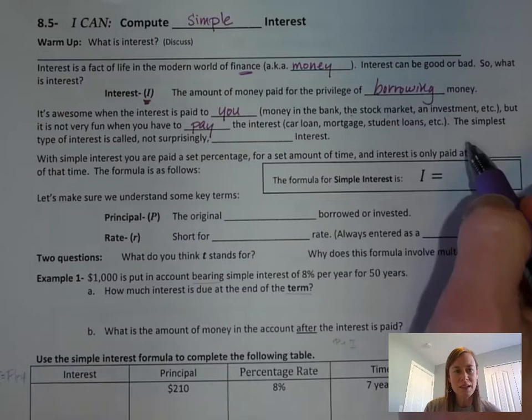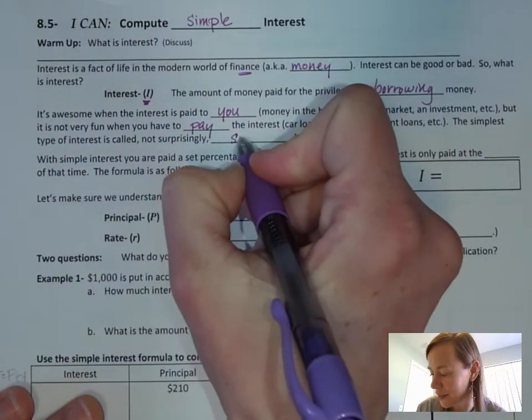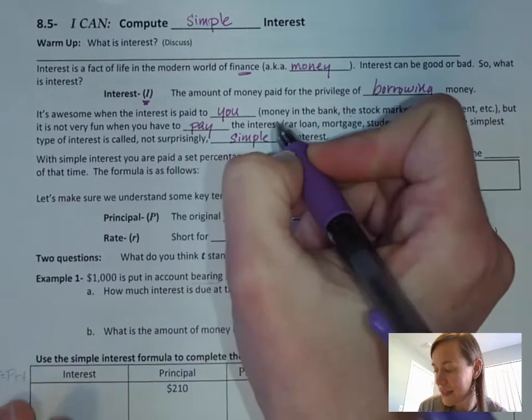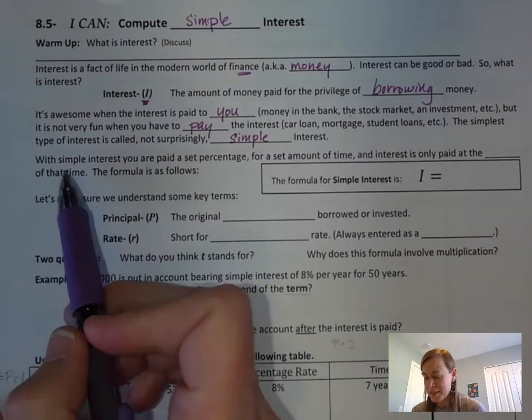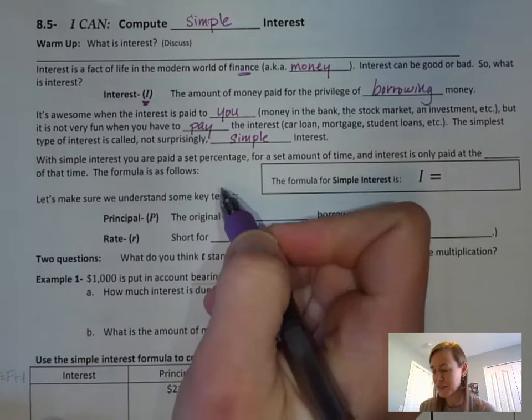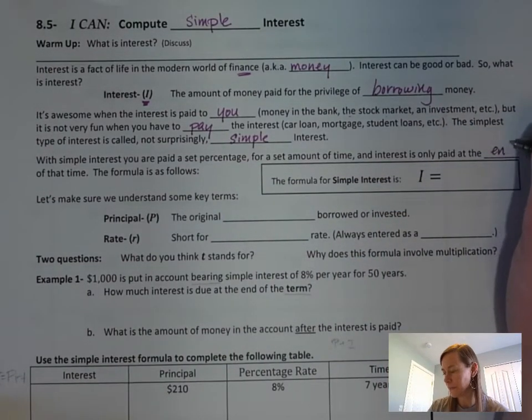The simplest type of interest is called, not surprisingly, simple interest. And that is the only type that we're going to be talking about in 7th grade. There's more complicated types. We're not going to worry about them for a while, all right? So with simple interest, you are paid a set percentage for a set amount of time, and the interest is only paid at the end of that time.